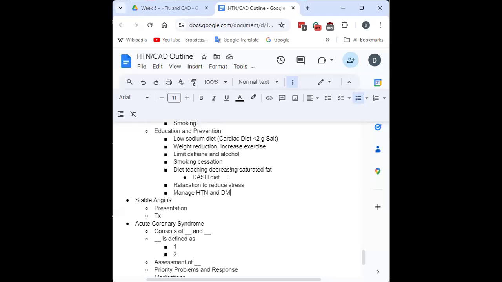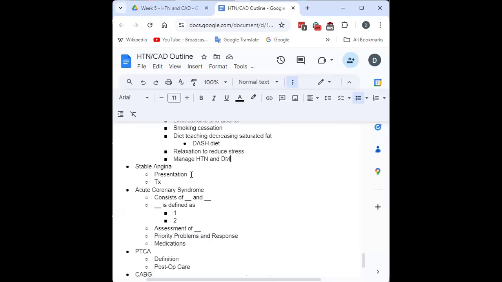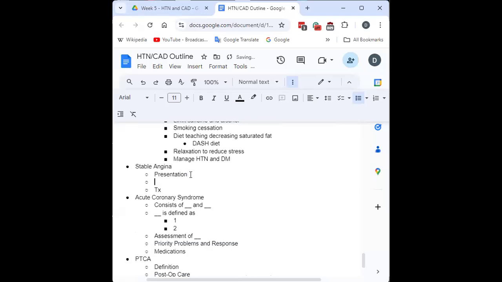So let's break down CAD again. We talked about stable angina and acute coronary syndrome. So what does stable angina present as?